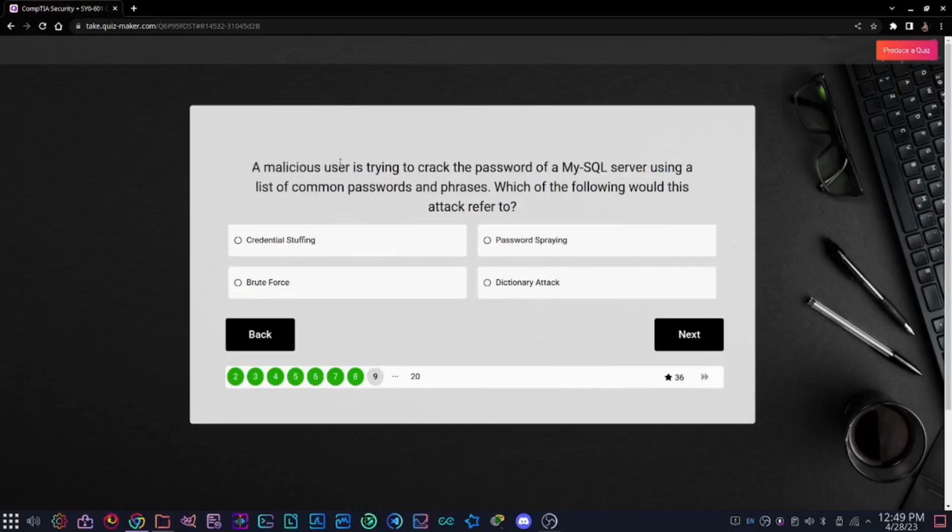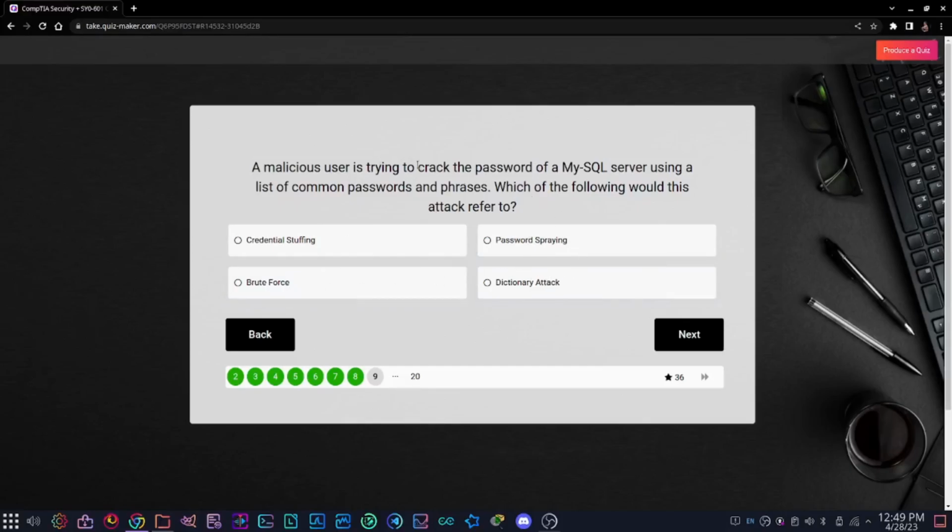Alright, question 9. A malicious user is trying to crack the password of a MySQL server using a list of common passwords and phrases. Which of the following would this attack refer to? So we have credential stuffing, password spraying, brute force, or a dictionary attack.